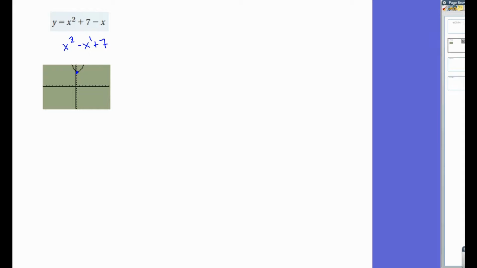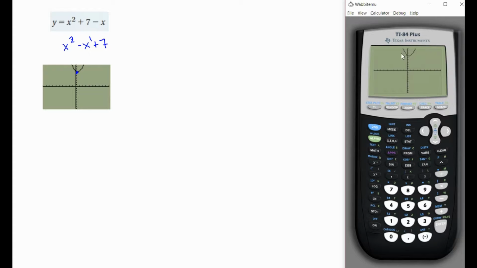In order to find that, I see that it's at the bottom of my graph, so I'm going to be looking for a minimum. So second, calculate, and I'm going to find the minimum, number 3. When you're finding the minimum, the first question it's going to ask you is left bound. So you're going to move your cursor to the left of wherever your minimum is. You don't want to go too far. You want to keep it kind of near. And so we're going to hit enter right there.